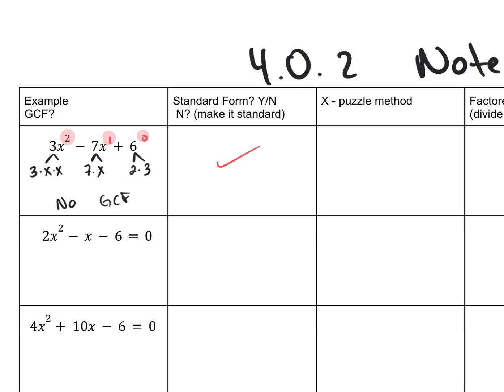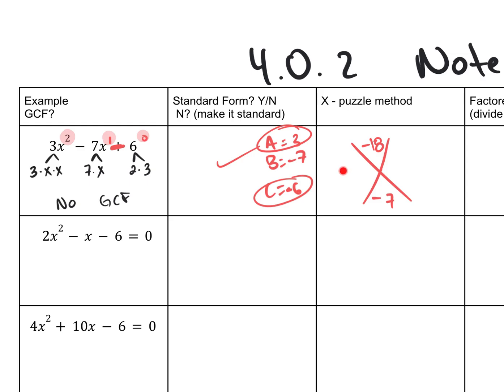For the X puzzle, I use my A, B, and C, where my addic is A times C. My addic is on top, and it's A times C. And I think there's a typo here. I think this is supposed to be -18. I'm going to change it real quick. The reason for that is that since my basement is -7, I need to find 2 numbers that multiply to -18 and add up to -7. It was not going to work out with +18.